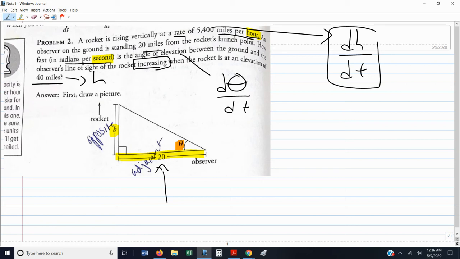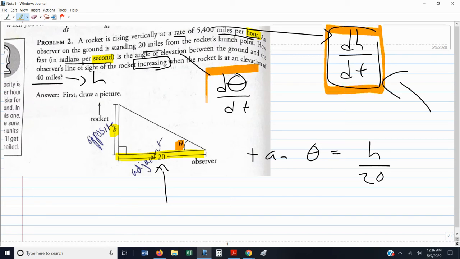And then the rocket is at an elevation of 40 miles. I would call that the height. So if the rocket is 40 miles above the ground, that's just the height as opposed to how the height is changing. So you can see that they wrote the equation tangent of theta is opposite over adjacent. And then they took the derivative because so much of this question deals with dh/dt, dθ/dt. You can see the derivative is going to be needed.